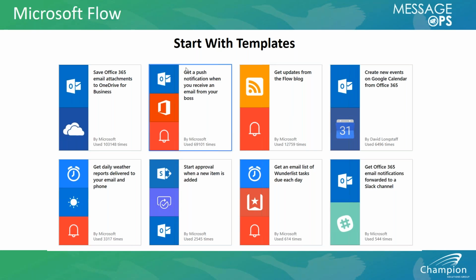So in other words, what we're going to see here is these templates. Like I see this template here. It says Save Office 365 email attachments automatically to OneDrive. So it says by Microsoft, and it's been used 103,000 times. So that's been downloaded quite a bit, this template.